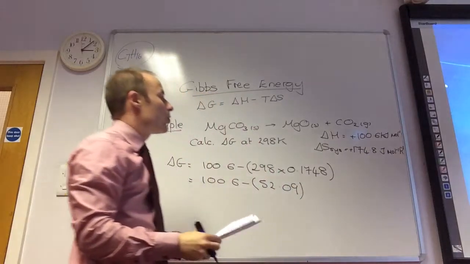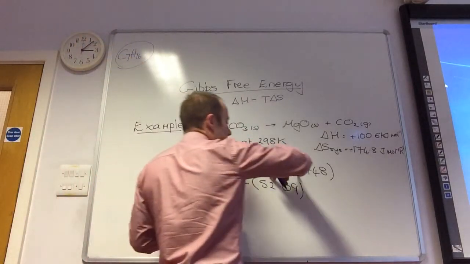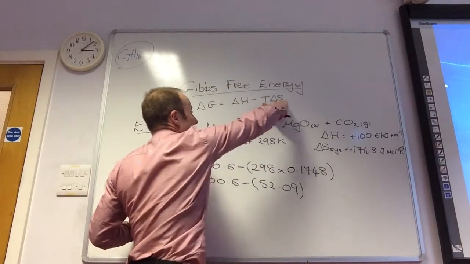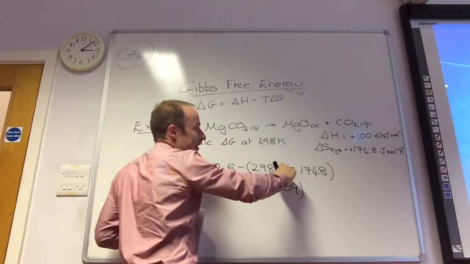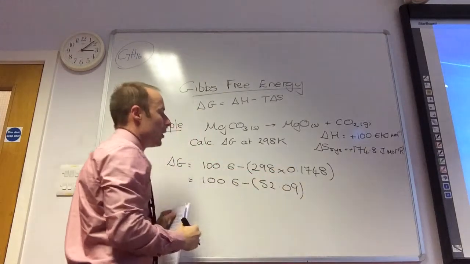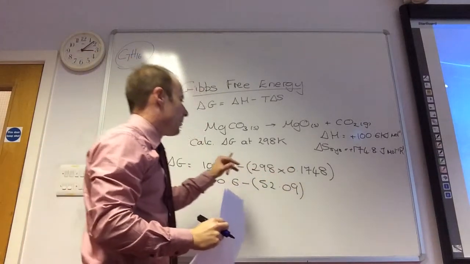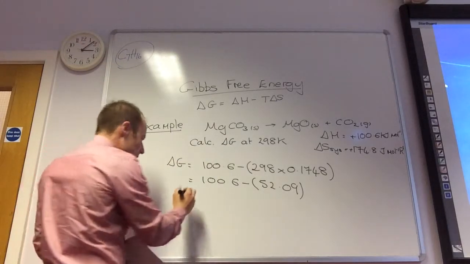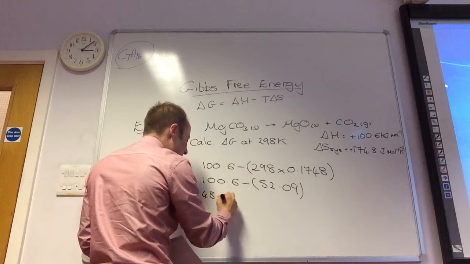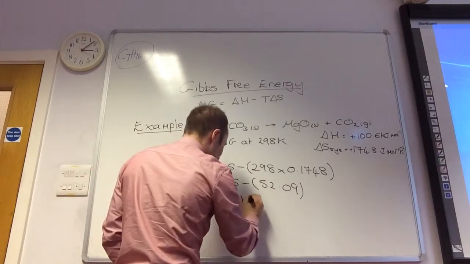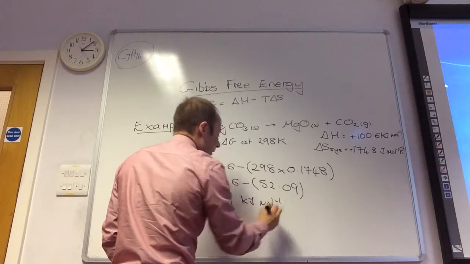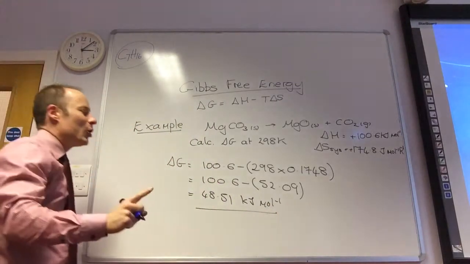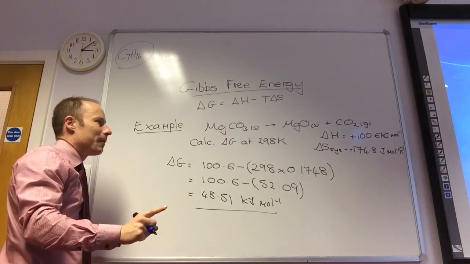So if we do that, we get 100.6 minus 52.09. I would strongly recommend keeping this bit in brackets, because when this is a minus figure, this whole expression will become a positive, so just watch that. We'll do an example of that in a minute, so don't panic. So if I do that, that gives me 48.51 kilojoules per mole.